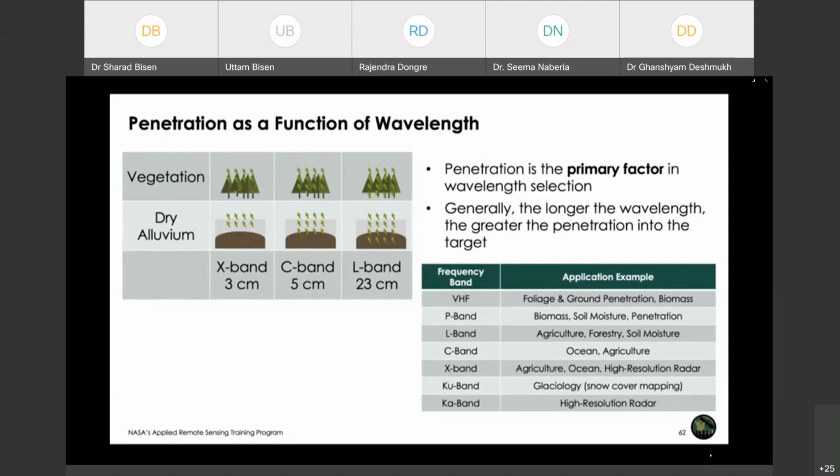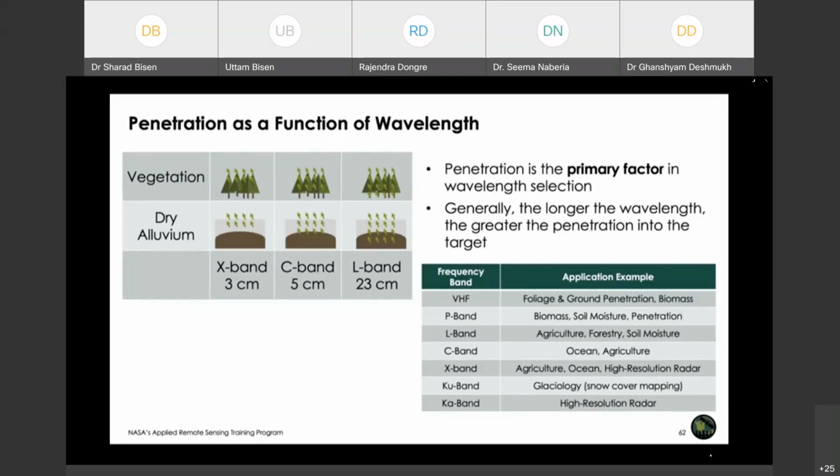There is a preferred wavelength depending on the type of study that you are conducting. The table on the right lists some of these. For example, the P-band is good for studies involving penetration through high biomass forests, such as those found in the tropics, and for assessing biomass. The P-band also penetrates deeper into soils and is good for assessing soil moisture at deeper levels than that provided by other shorter wavelengths. The L-band is also a good sensor for forest studies. The C-band and X-band are better for agricultural studies.